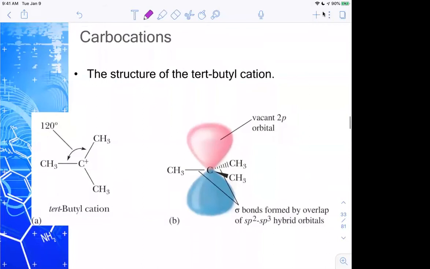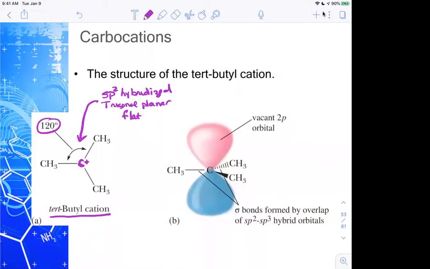All right, so let's look at carbocations. This is the tert-butyl cation. So let's look at that. I have my carbon that has the positive charge. This carbon is going to be sp2 hybridized, and it is going to be trigonal planar. So it's flat, and my bond angles are going to be 120 degrees.